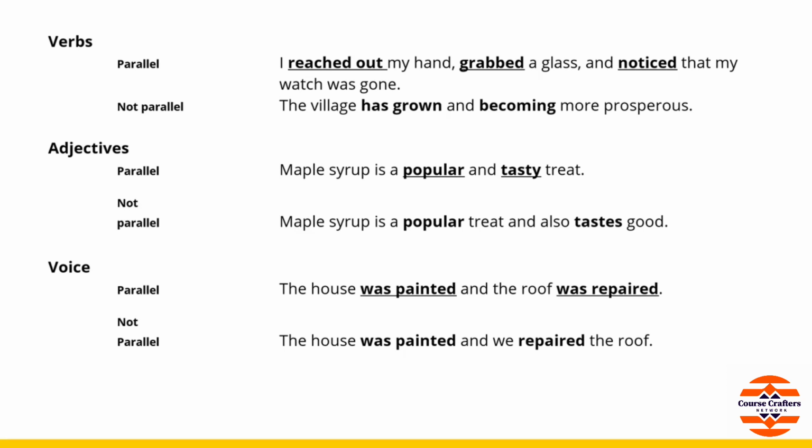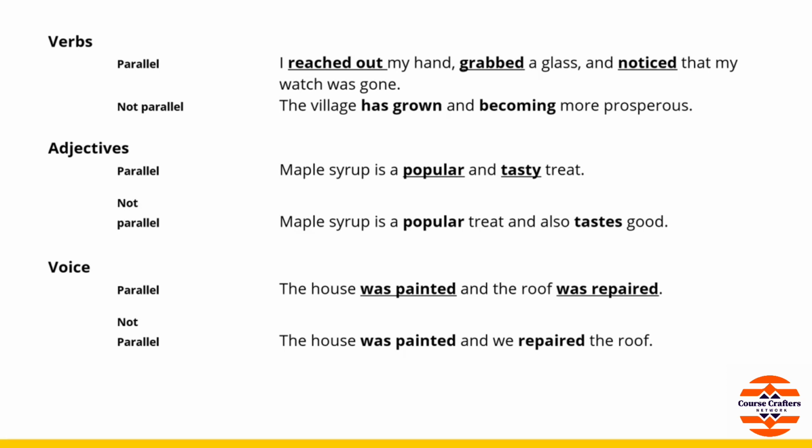For example, for adjectives, we have this example: maple syrup is a popular and tasty treat. This is parallel because popular and tasty are both adjectives in this case. And the following sentence: maple syrup is a popular treat and also tastes good. As you see, popular is an adjective, and tastes is actually a verb. So that's why this is not a parallel sentence.